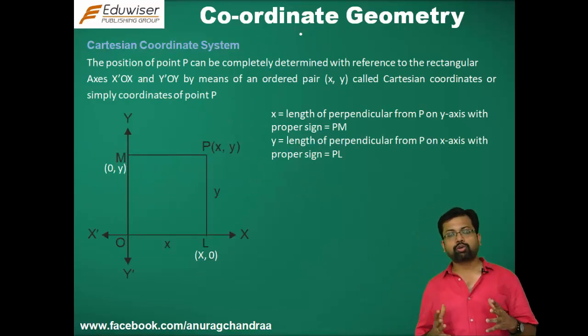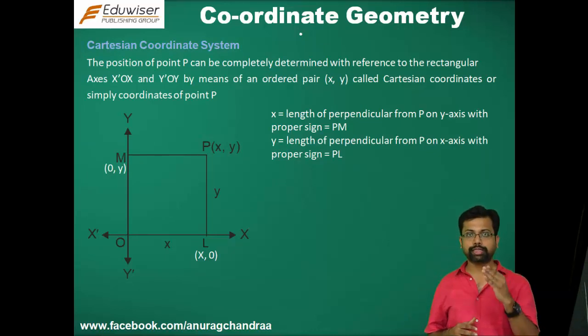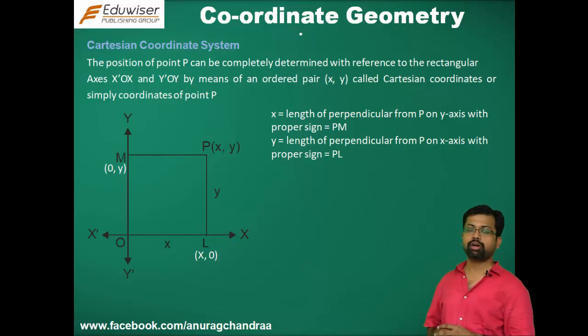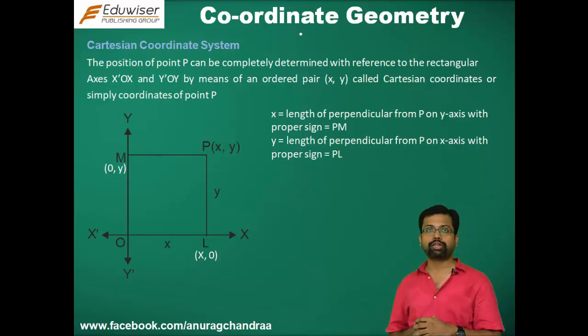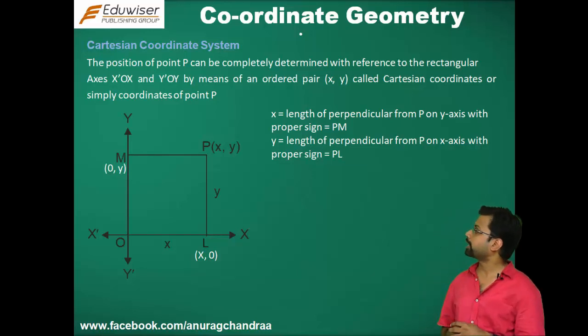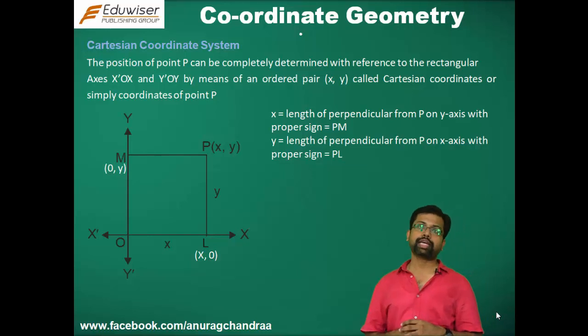Now the Cartesian coordinate system. What is a Cartesian coordinate system? The position of any point P, as I said, can be completely determined in a plane with reference to a rectangular coordinate system with rectangular axes, the axes X'OX and Y'OY, by means of an ordered pair (x, y).